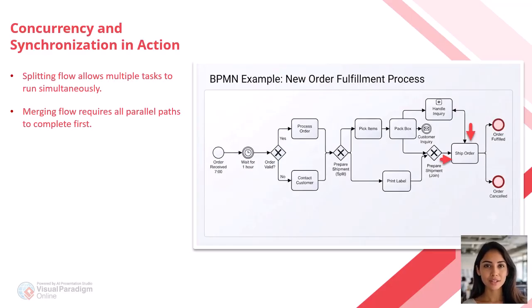The second parallel gateway waits for all incoming tokens to arrive. It ensures that both picking and labeling are finished before the shipment can proceed. By waiting for all paths, the process guarantees that no part of the order is missed. This synchronization is critical for maintaining accuracy in complex workflows.